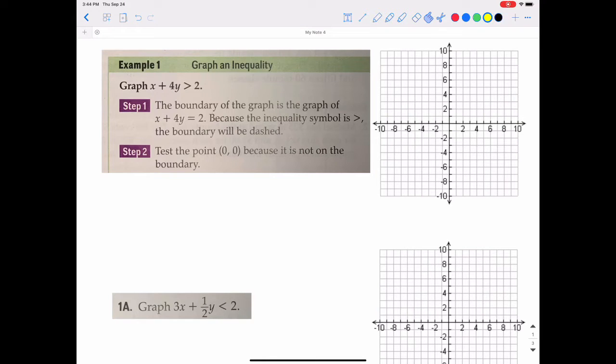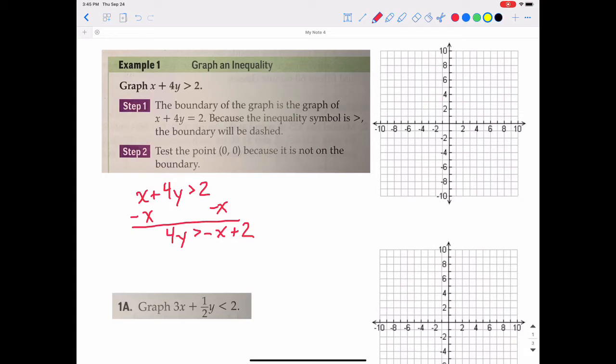We're first going to graph the boundary line of the graph of x plus 4y equals 2. So basically, we're just going to go ahead and solve that for y. So let me rewrite that. It's x plus 4y is greater than 2. And to solve this for y, we could subtract x from both sides. That would give me 4y is greater than negative x plus 2. I can't actually put those together because they're unlike terms.